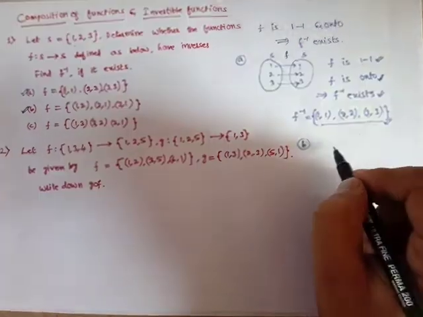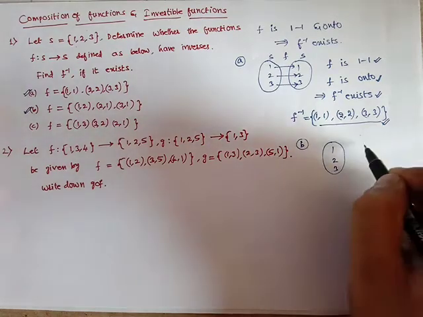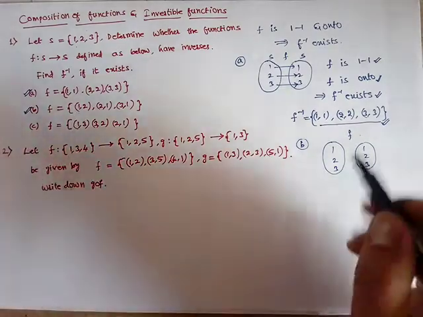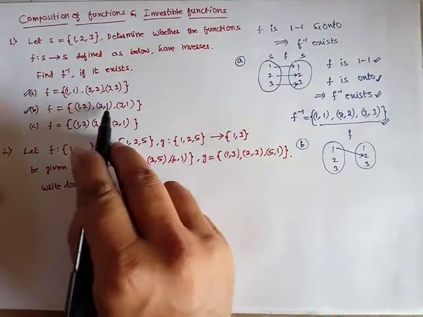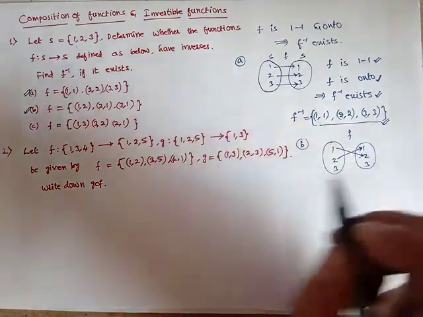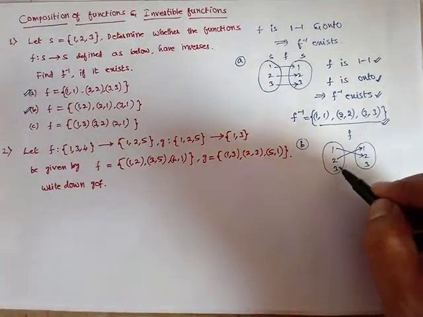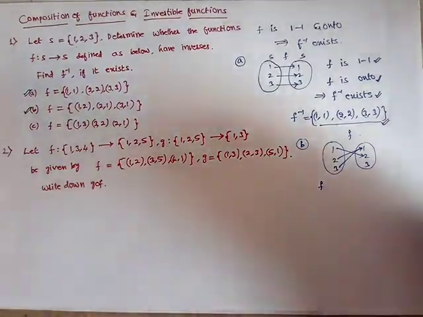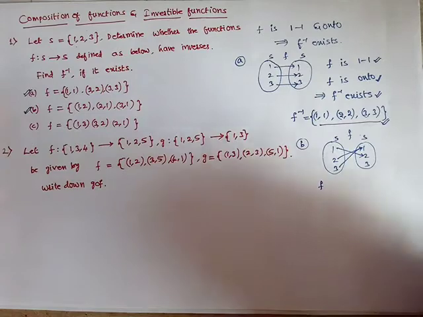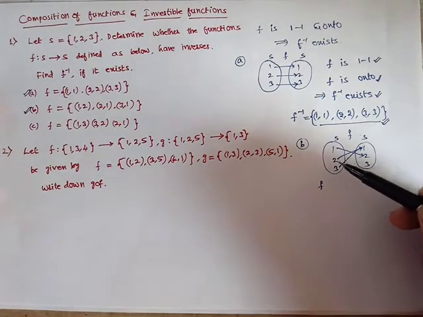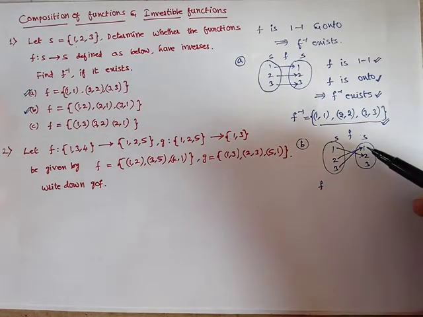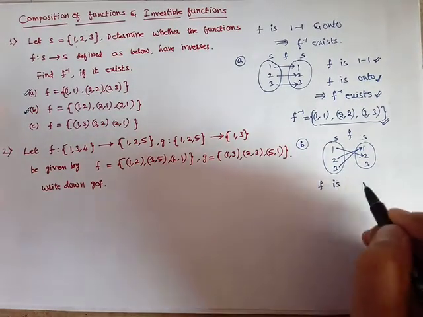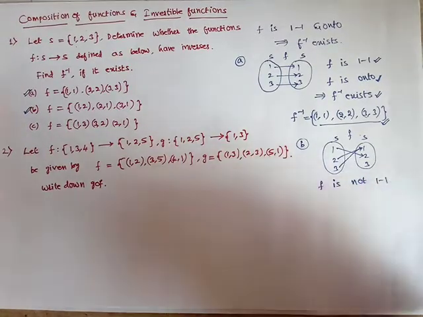Then looking at the second question, {1, 2, 3} to {1, 2, 3}, F is mapping 1 to 2, 2 is going to 1, and 3 is also going to 1. And can we say F is a 1-1 function? F is mapping from S to S, 2 and 3 both elements are going to 1, so it is a many to one function but not a 1-1 function. So F is not 1-1.